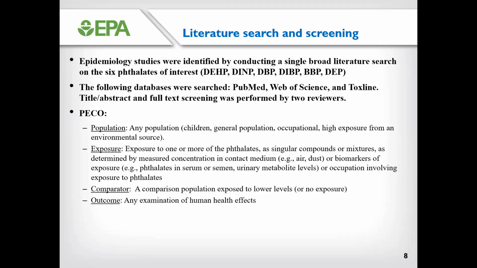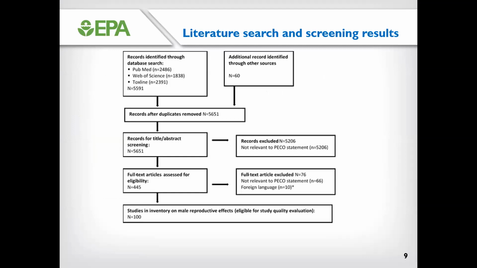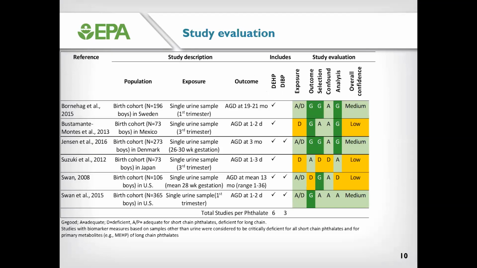And on the next slide, you can see that we identified 100 studies with male reproductive effects. And on the next slide, you'll see the 6 studies that had anogenital distance measures and exposure measured in urine, which we consider to be the most valid exposure measurement for phthalates.